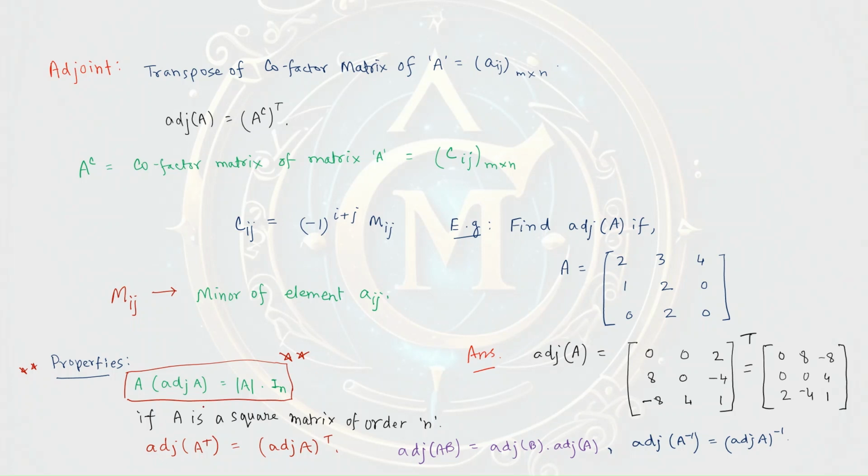Now, coming to the other properties, adjoint of A transpose is adjoint of A whole transpose. So the transpose and the adjoint can be interchanged. Also, adjoint of AB is adjoint of B times adjoint of A. So here the reversal law is applied, same as the transpose. Here also adjoint and inverse of a matrix are interchangeable. So keep these points in mind.